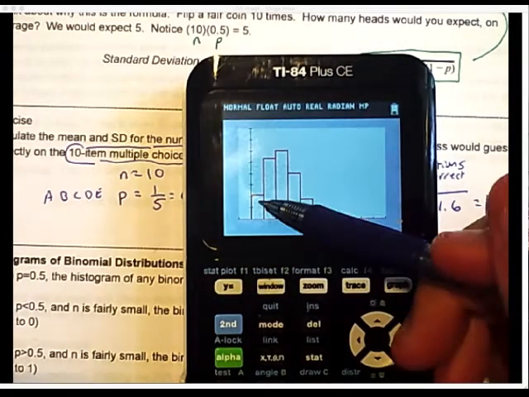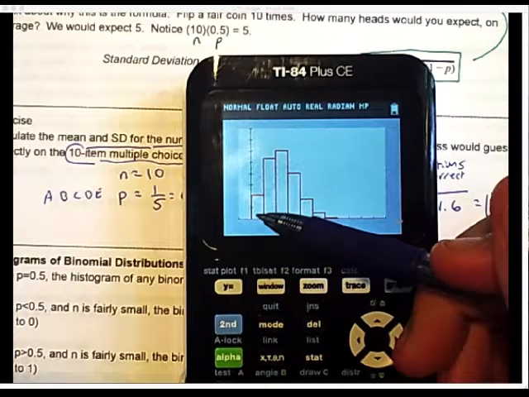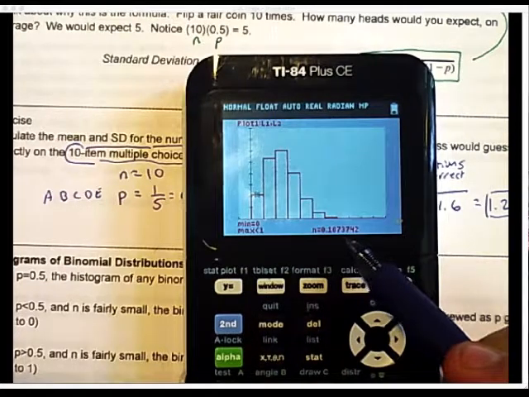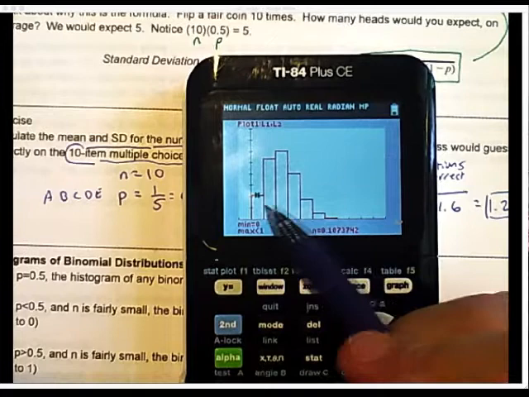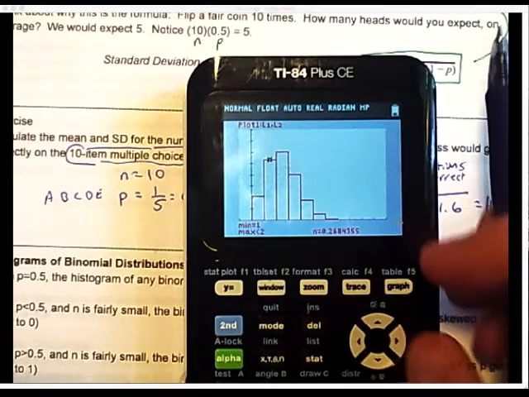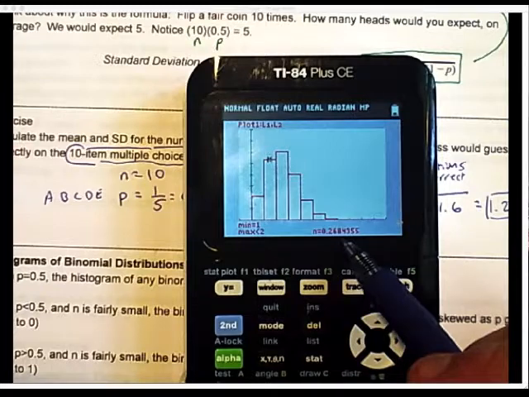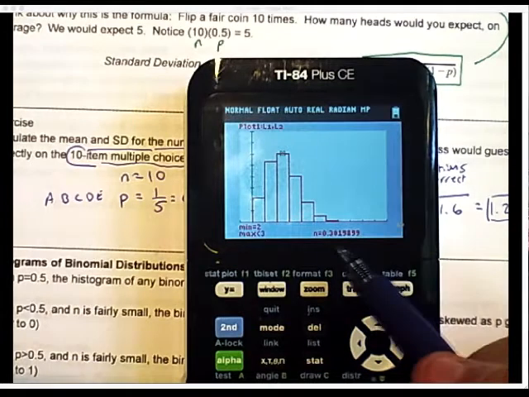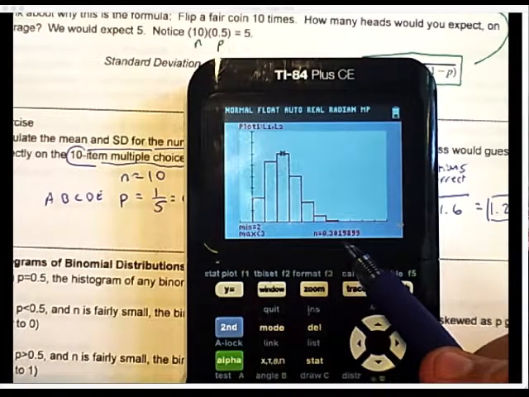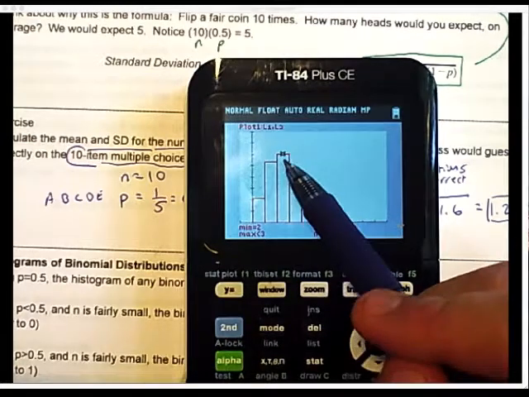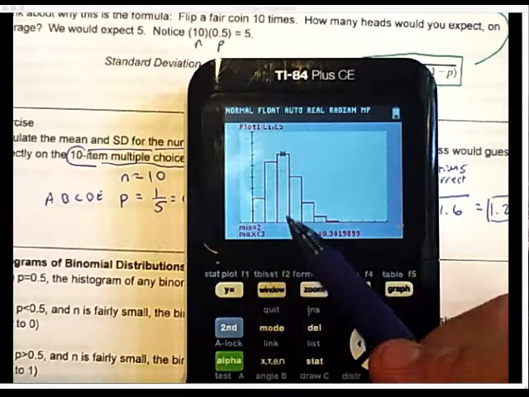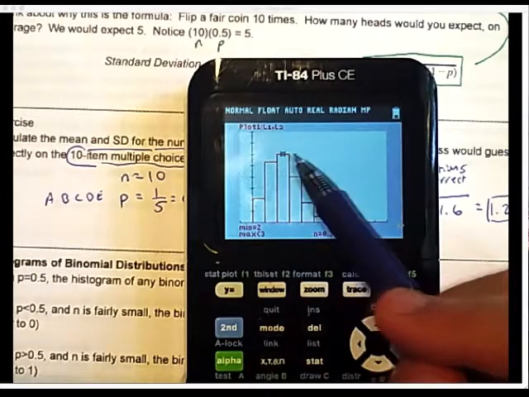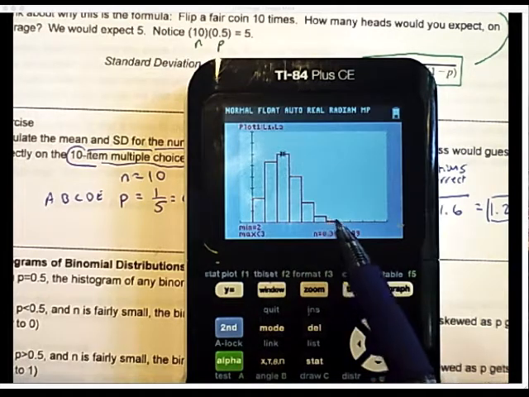So this bar represents 0. Okay. The height, if I hit trace, the height of that is 0.107. So there's a 10.7% chance that a student would get none right. There's a 26.8% chance a student would get 1 right. All right. There's a 30.2% chance that a student gets 2 right. Notice that the biggest bar happens at the mean. Okay? The biggest bar happens at the mean. And then what happens after that? Okay, the bars get smaller and smaller.